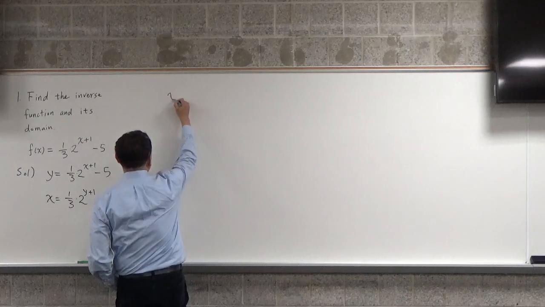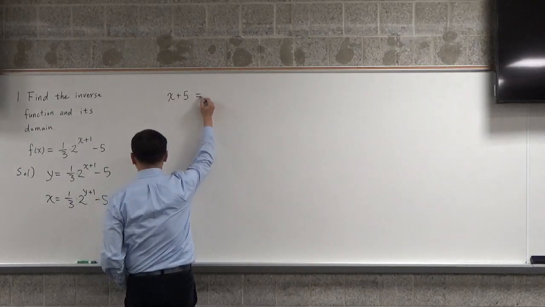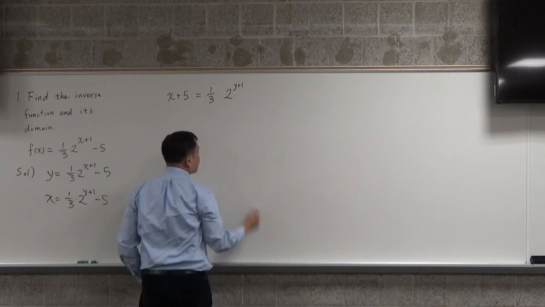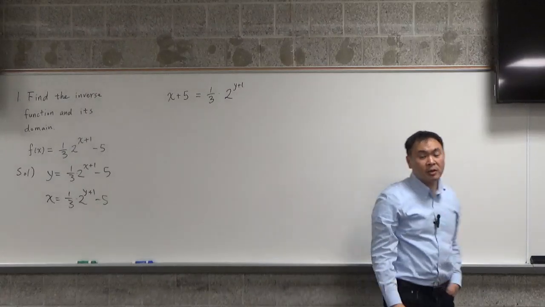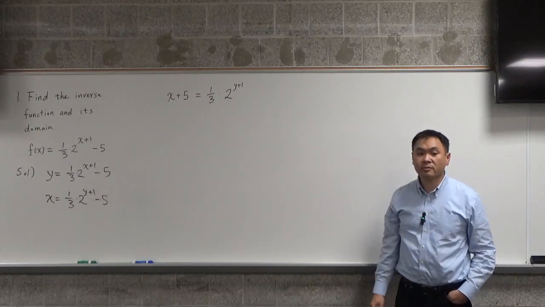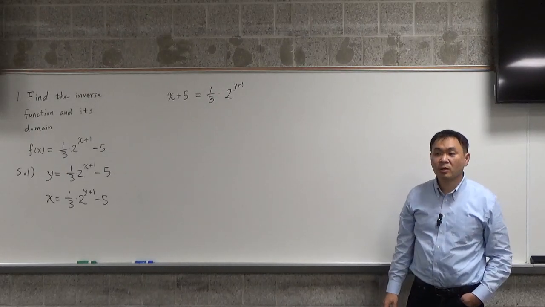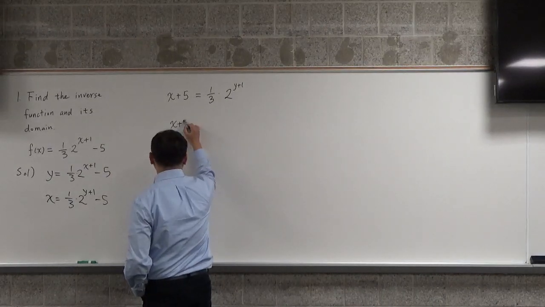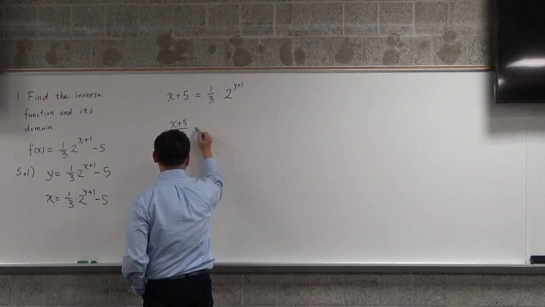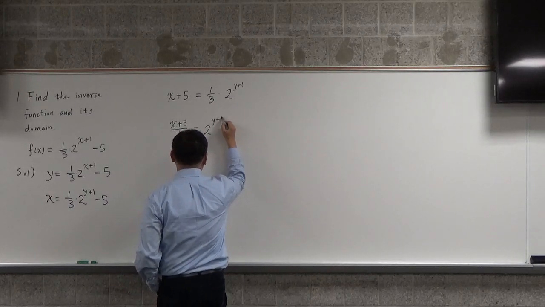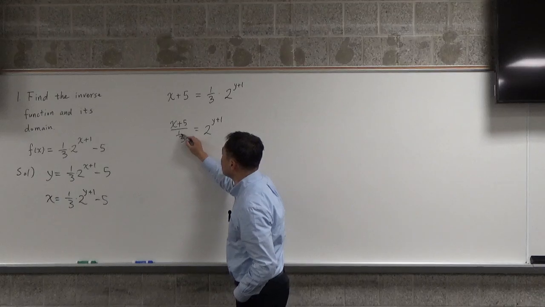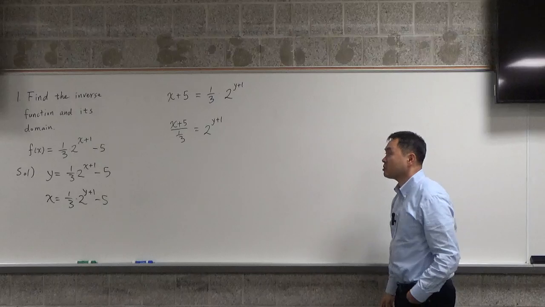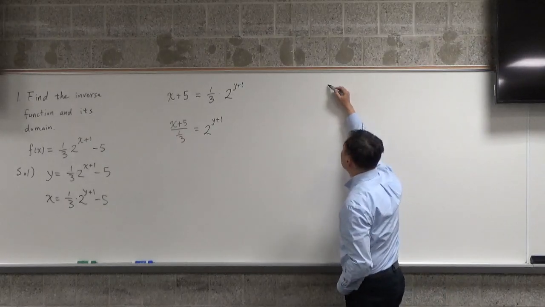So let's add 5 to both sides, which now gives you this. How do you get rid of 1/3? Divide by 1/3. Okay, so you can divide both sides by 1/3, which is going to get rid of it. But see, this one has a fraction inside a fraction, so you have to simplify that.